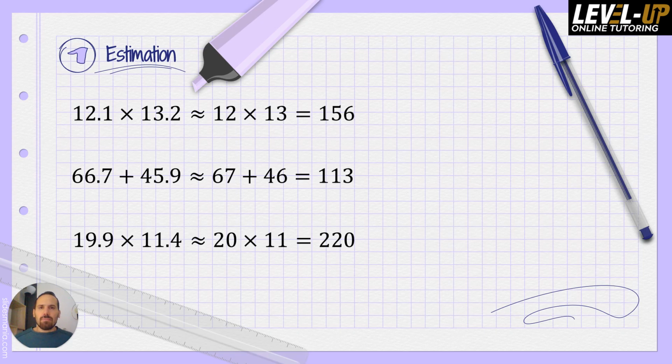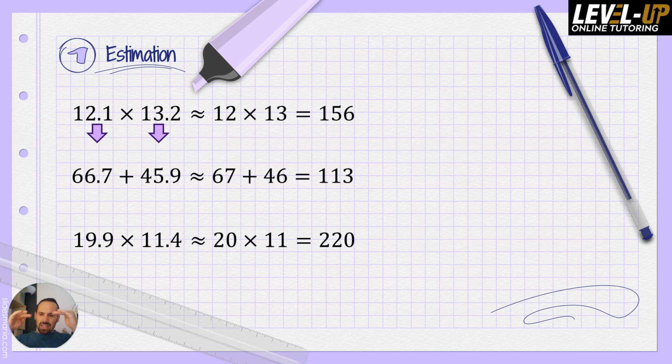Now let's think about what kind of estimation we're getting here and what kind of errors we're going to get. What we can do is look at how we've rounded each value and look at the operation that we're doing between those values. So here we've got a multiplication. That's the operation we're doing. And we've rounded down one value and we've rounded down the other value. Like 12.1 has been rounded down to 12, and 13.2 has been rounded down to 13.